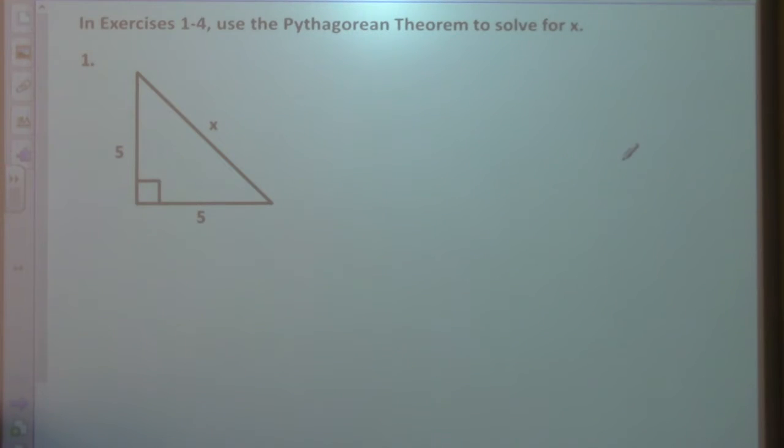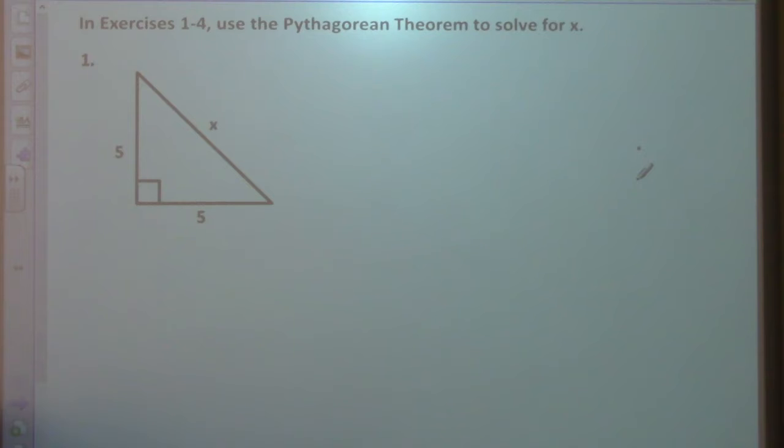So the thing we need to remember for the Pythagorean Theorem is a squared plus b squared equals c squared. But c squared minus a squared equals b squared. A squared plus b squared equals c squared. The c squared minus a squared equals b squared. That's right. Good job. So basically 1 and 2 are a squared plus b squared equals c squared, and 3 and 4 are c squared minus a squared equals b squared.